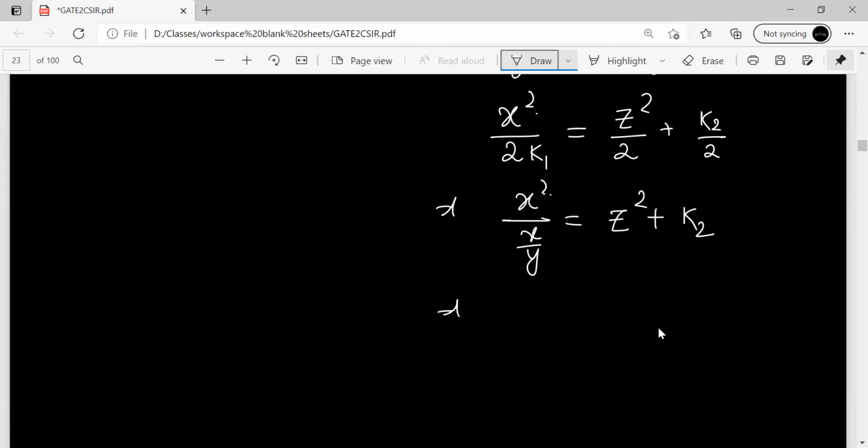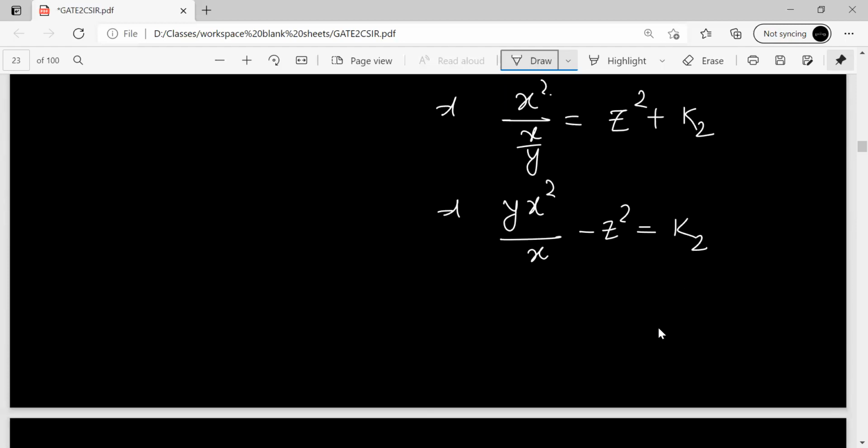So you can simplify this problem down. Or I should have done something else, but no problem. You can keep in this form also. So you can just take this y there. So it will be y x square upon x minus z square equal to a2. Just take this x down. So you get yx minus z square equal to.